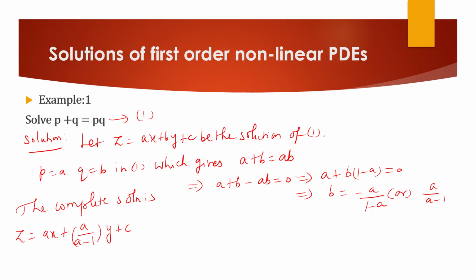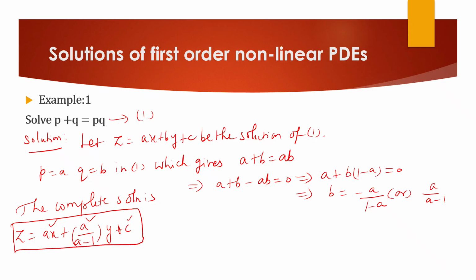So now this solution involves only two arbitrary constants, a and c. So now this solution is complete. So next we are going to find the singular solution.